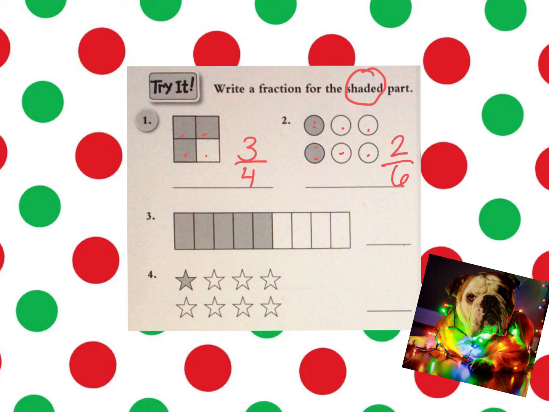Let's count the parts for number 3. 1, 2, 3, 4, 5, 6, 7, 8, 9 for my denominator. My numerator is going to tell me how many are shaded. 1, 2, 3, 4, 5, to give me 5/9. Then we have a total of 8 stars over here on number 4, and only 1 is colored in, so that would be our fraction for the shaded part.